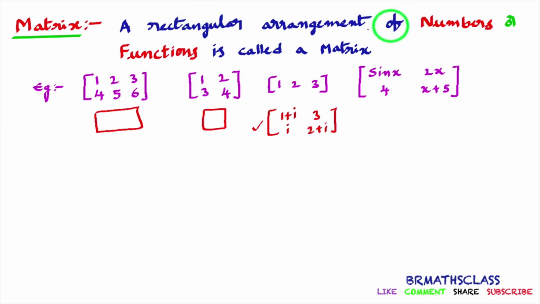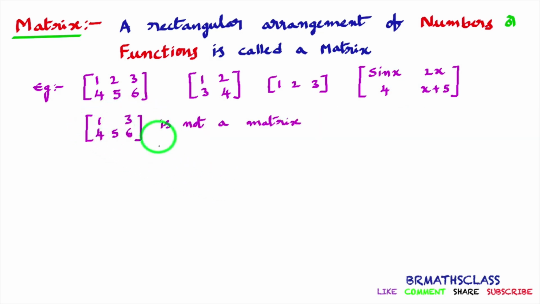Now you see, a rectangular arrangement of not only numbers, it may be functions also, is called a matrix. You observe this example. In this, sin x is a function, 2x is a function, 4 is a constant function. So here, is this a rectangular arrangement of numbers or not? Yes. So you learn the definition of a matrix. You observe this. Is it a matrix? This is not a matrix. If you observe the shape of this arrangement, it is coming like this. This is not a rectangle. So, when you see this type of arrangement, can we say it is a matrix? No, it is not a matrix.